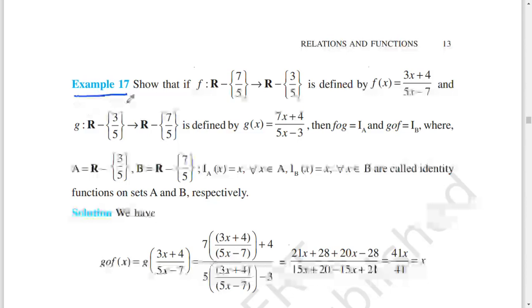Example 17: Show that if f: R − {7/5} → R − {3/5} is defined by f(x) = (3x + 4)/(5x − 7) and g: R − {3/5} → R − {7/5} is defined by g(x) = (7x + 4)/(5x − 3), then fog = I_A and gof = I_B, where A = R − {3/5}, B = R − {7/5}. I_A(x) = x for all x belongs to A, and I_B(x) = x for all x belongs to B, are called identity functions on sets A and B respectively.